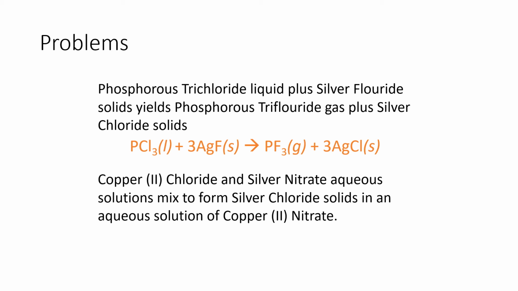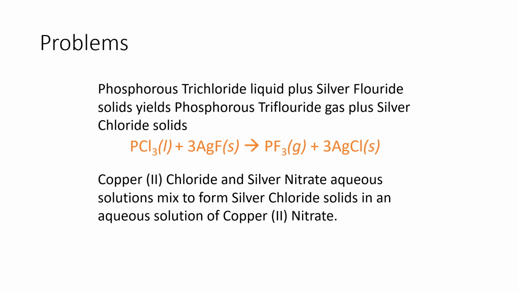You'll need 3 of the silver fluorides. That gives you the 3 fluorides on the other side. That 3 silver also allows you to make 3 silver chlorides to deal with the 3 chlorides on the reactant side. Note, the state functions are important. They are the most commonly forgotten thing when people are writing this.